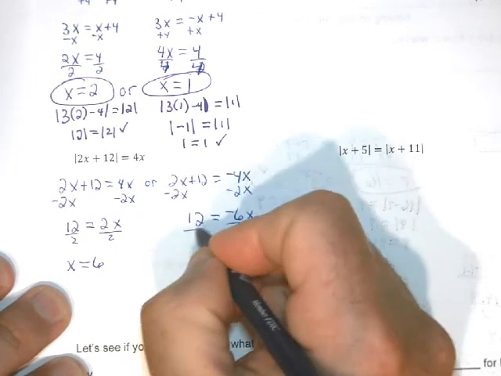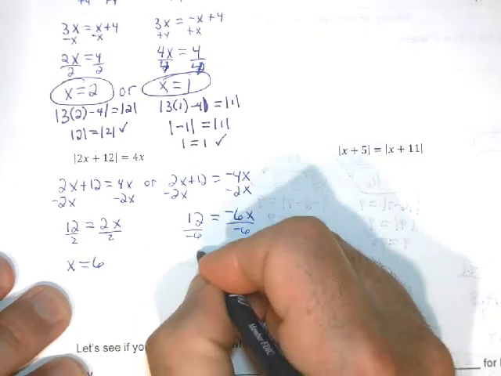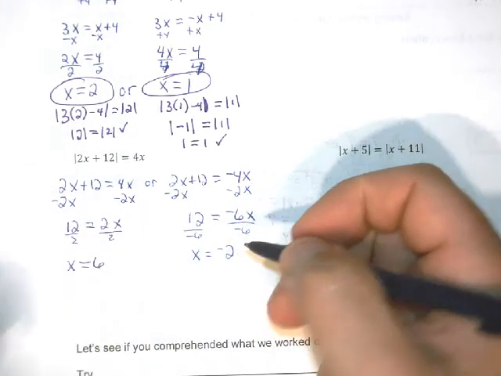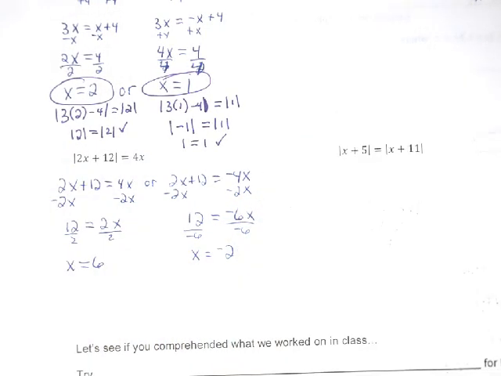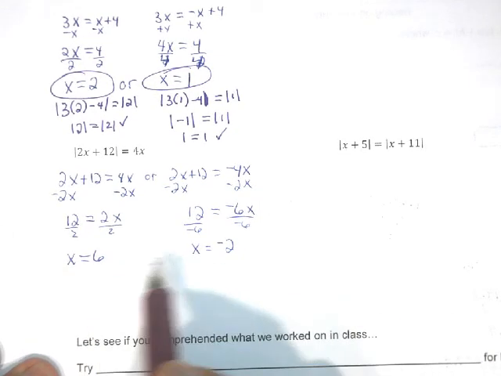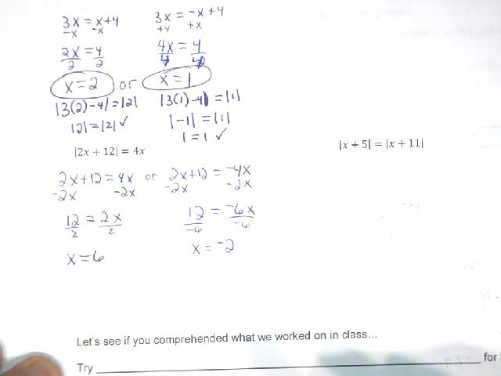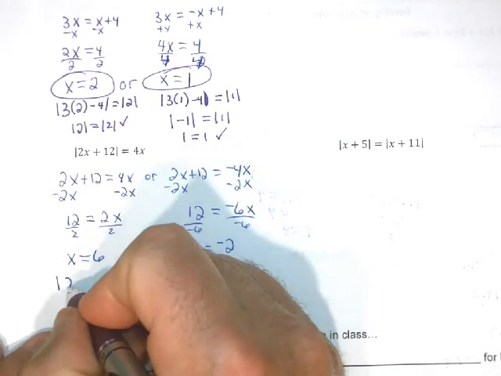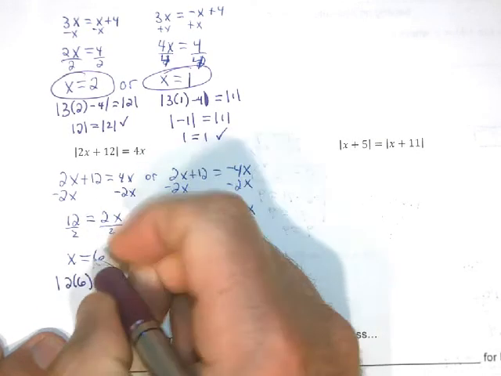Divide by 2 on both sides. This comes out to be x equal to 6. Divide by negative 6, divide by negative 6, and x comes out to equal a minus 2. So again, we want to check our answers. Yes, we have them. We want to make sure that they work.